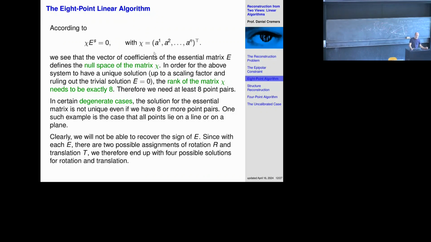So we see that the vector of the coefficients of the essential matrix defines the null space of the matrix chi. It's a vector that is mapped to 0. Now obviously one solution for this matrix vector product is that we just set E to 0, but we don't want a 0 solution, we want a solution that is non-trivial. So, obviously E equals 0 is always a valid solution here.